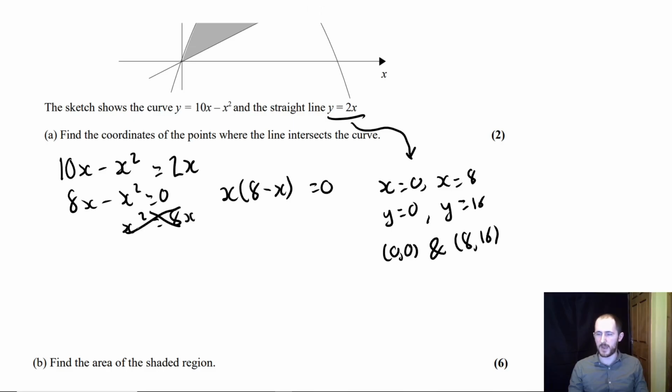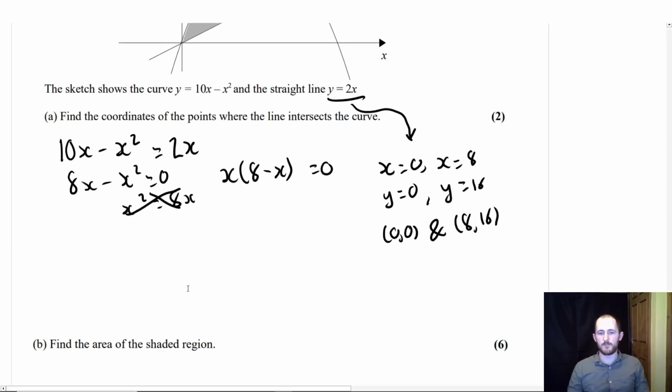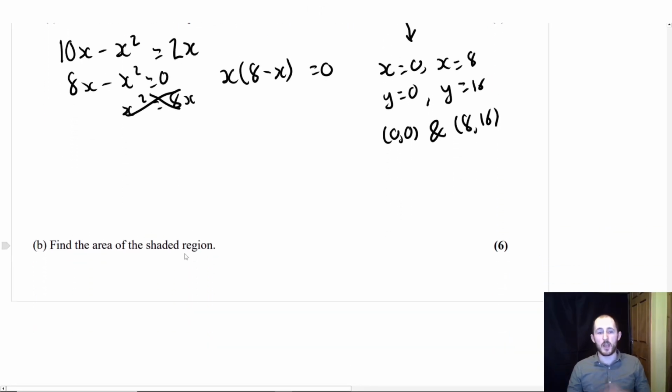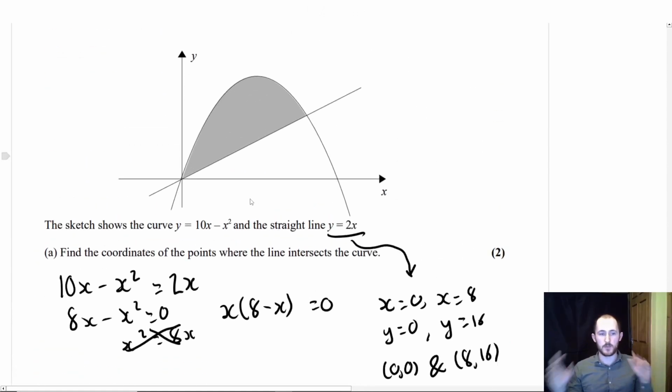I'm really proud of that ampersand I just drew. That was really smooth. Find the area of the shaded region. Okay, so here's how I would do it. And I'm going to show you the slightly longer way and the shorter way.